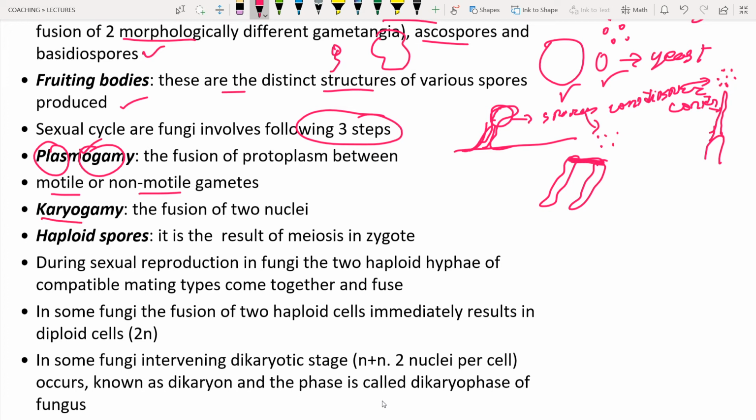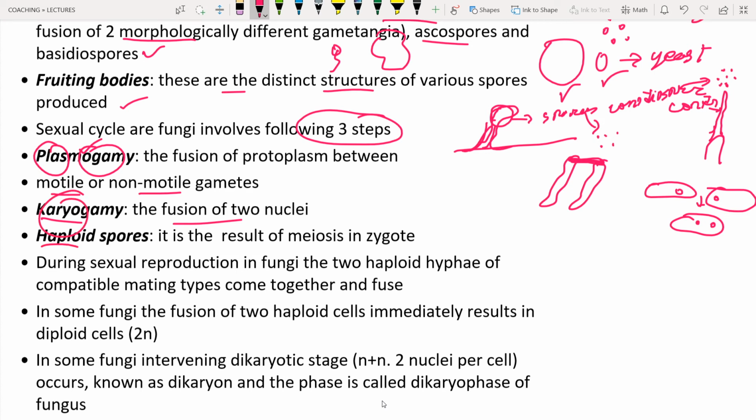Next is karyogamy. Karyo means nucleus. It is the fusion of the two nuclei. Let us consider this is one fungus and this is another fungus, and along with the protoplasm there is a nucleus. The nucleus is also going to fuse. If the fusion of the nucleus is seen, such fusion is known as karyogamy. Karyo means nucleus, gamy means fusion.